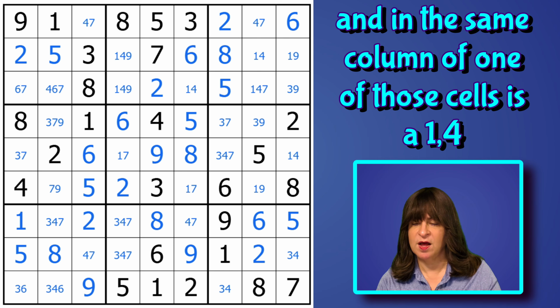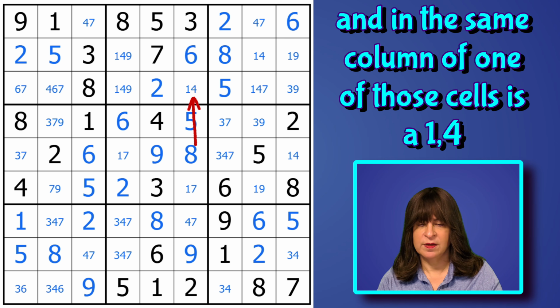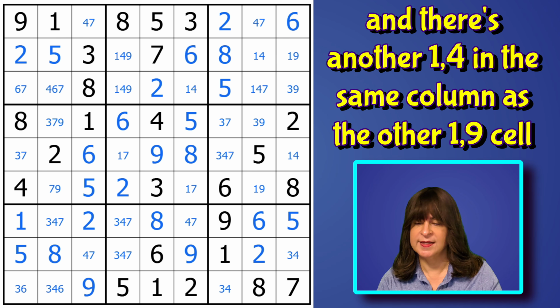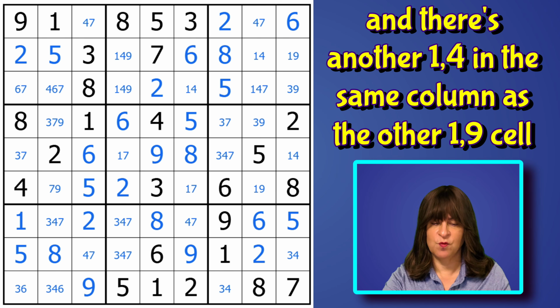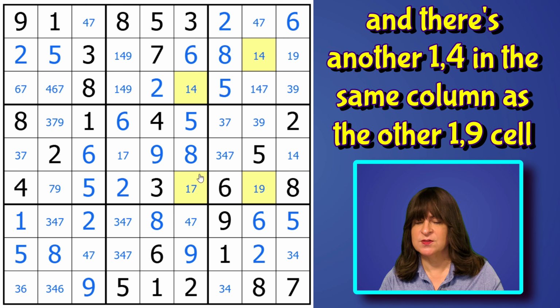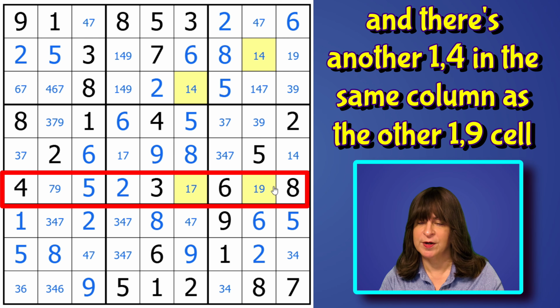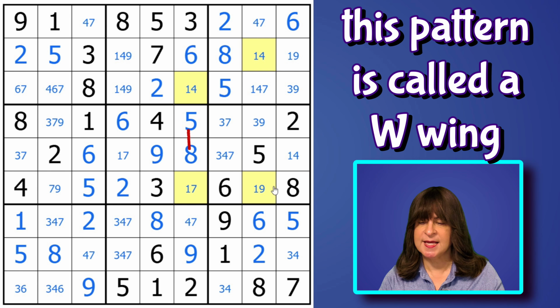And here in the same column there's a 1-4 in the same column as the 1-7, and another 1-4 in the same column as the 1-9. Here, let me highlight those four cells. Okay, so one of these cells in this row has to be a 1, right? So if this cell is the 1, then this bi-value cell has to be a 4. But if this cell is the 1, then this bi-value cell has to be a 4.